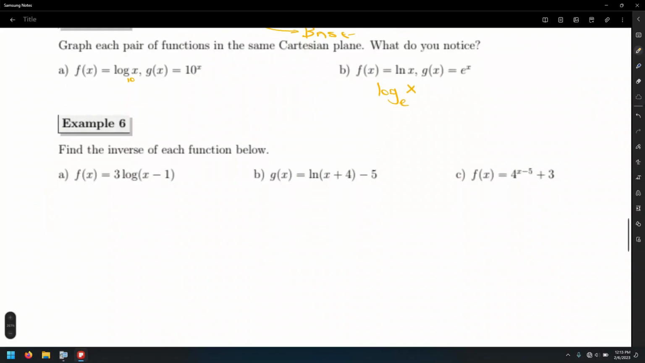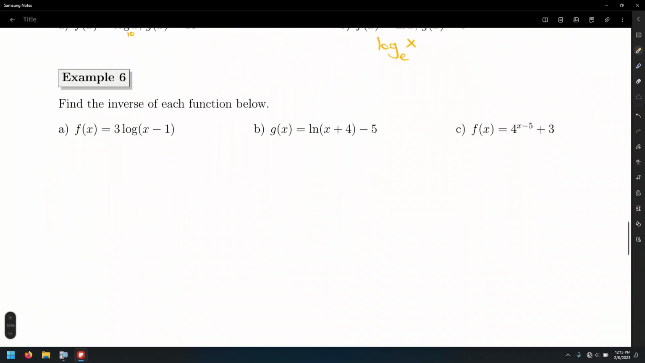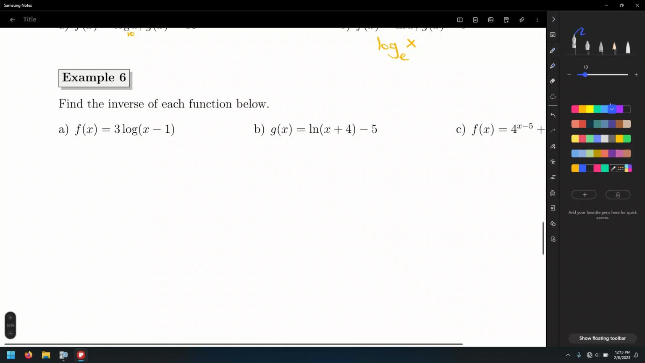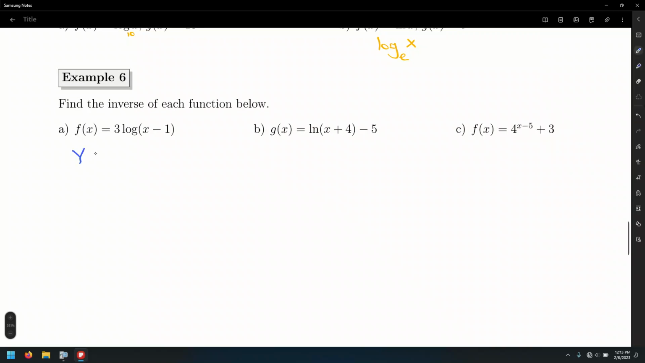Now let's do some algebra to find the inverse function here. Number one, we have some f of x equals 3 times log of x minus 1. All right. So we're going to go back to the process of finding the inverse function. That is number one. If you're given f of x, which most likely you will be given, first we need to change our f of x with y.